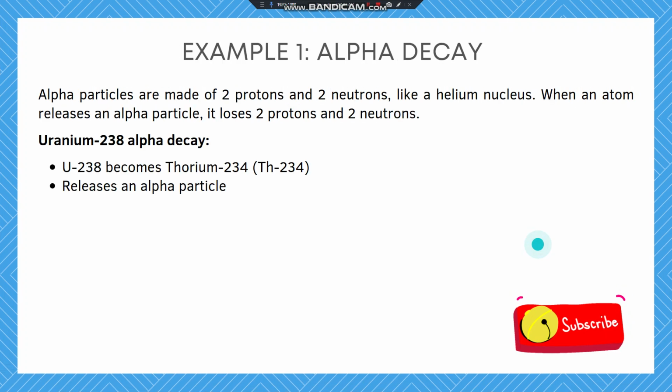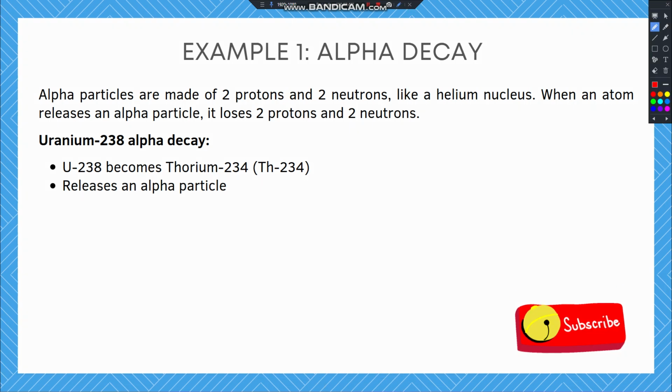Let's proceed. So we have example number 1. The first example of a radioactive decay that we have is called the alpha decay. What is the alpha decay? Before we even go into solving any question, the alpha decay is simply a radioactive reaction whereby an element releases an alpha particle.